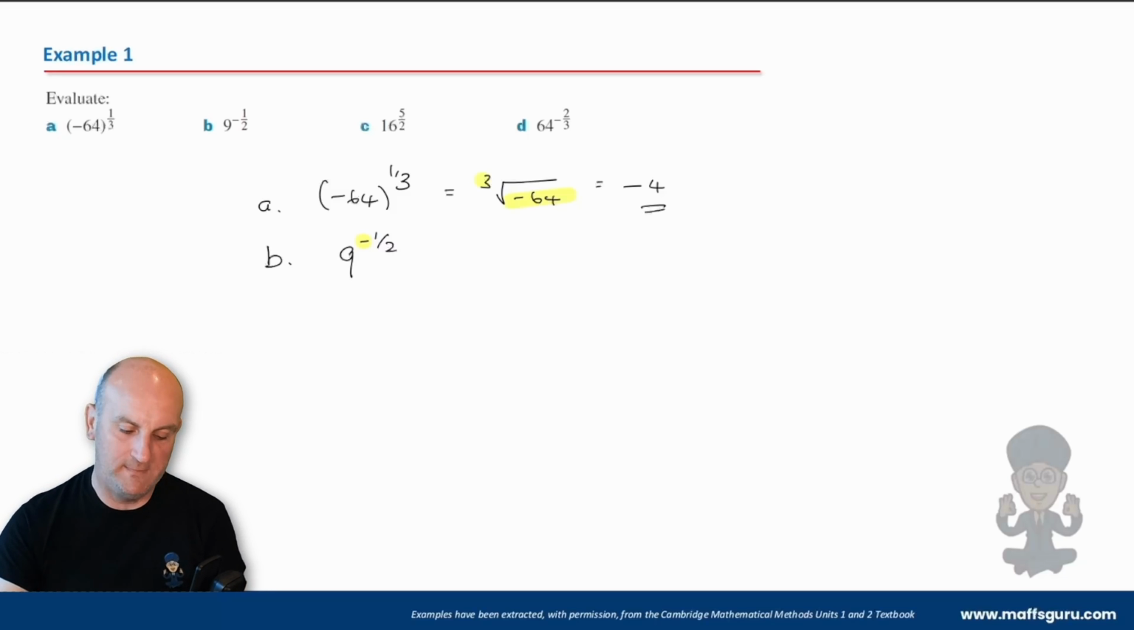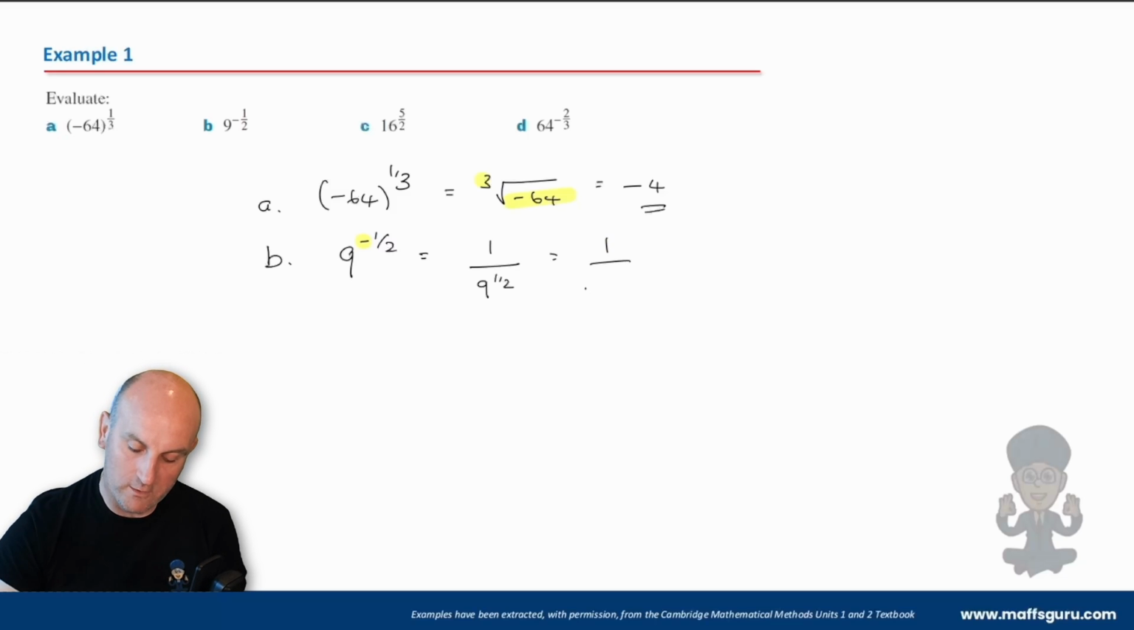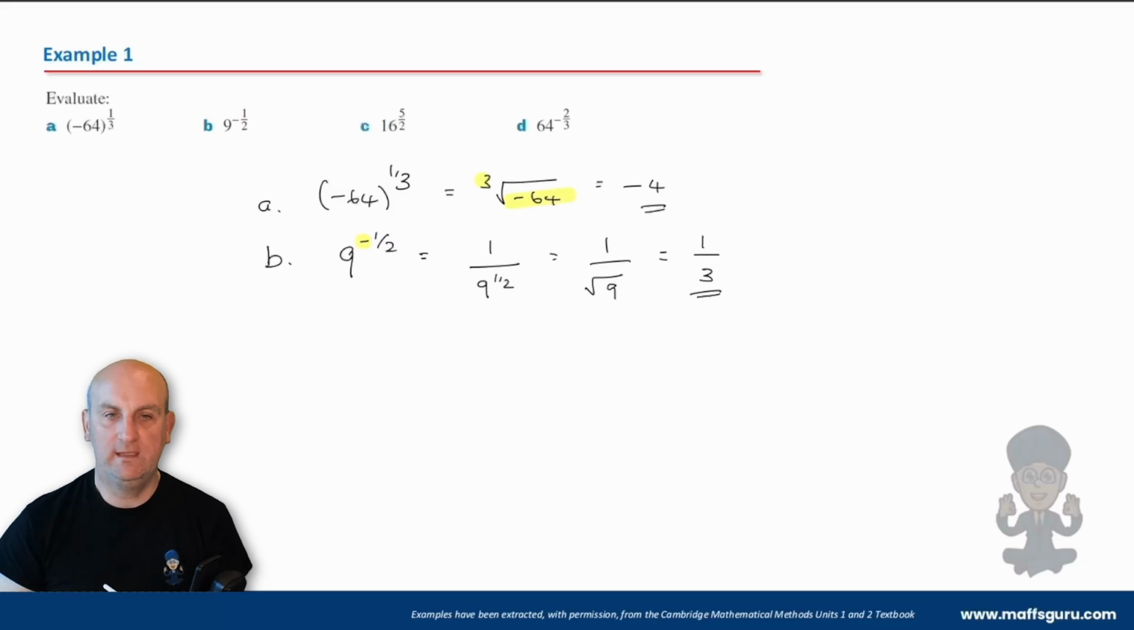That minus sign means that basically we reciprocate the fraction and we write it as 1 on 9 to the power of 1/2. Okay, well, power of 1/2 I know is the square root, so that's the same as 1 on the square root of 9. And we know that the square root of 9 is 3, and there we go, we get 1/3.